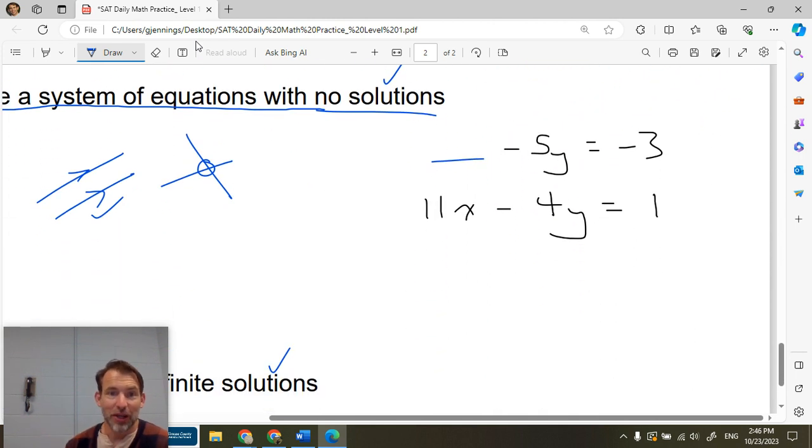5 minutes now. Let's go. I want to make this so that it has no solutions. I see the ratio here: these numbers are smaller, so I want bigger numbers up here. So I'm going to go with 55 over 4x. Those are going to be parallel, no solutions.